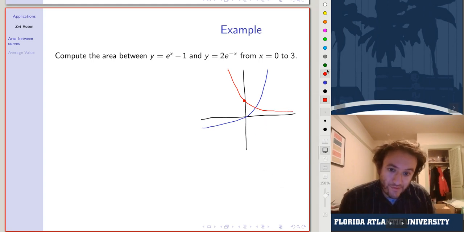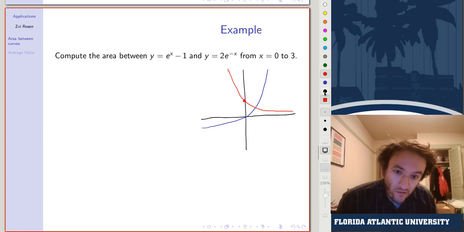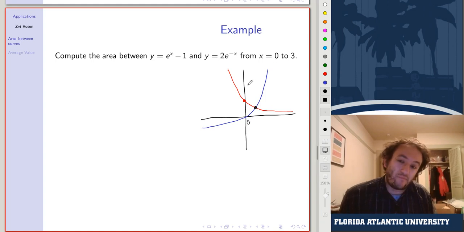Okay, so now we have to figure out what this intersection point is and where it is relative to 0 and 3. So we know that at 0, 2e to the minus x is larger. Okay.